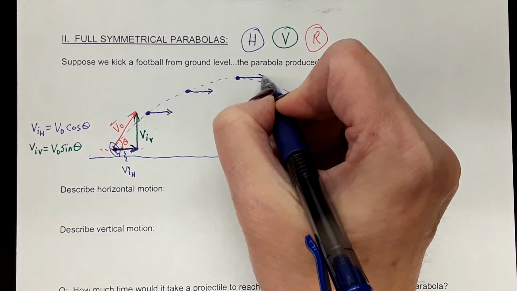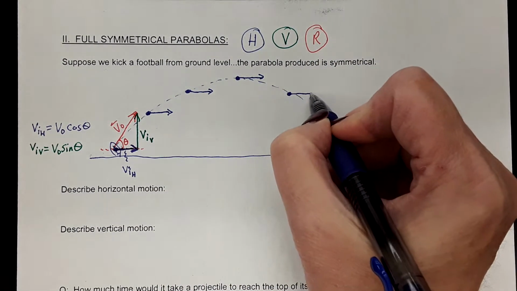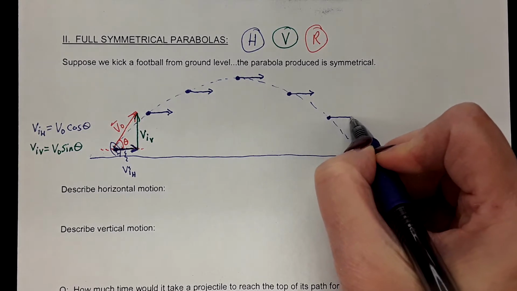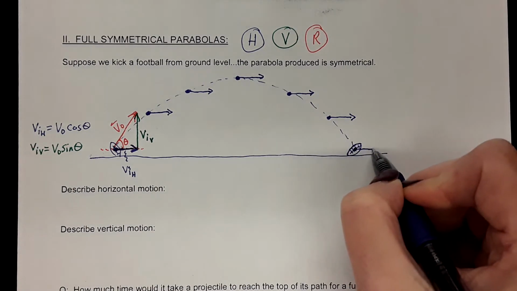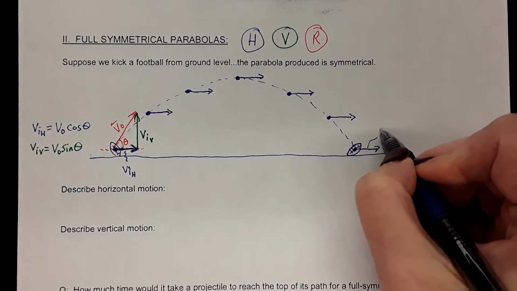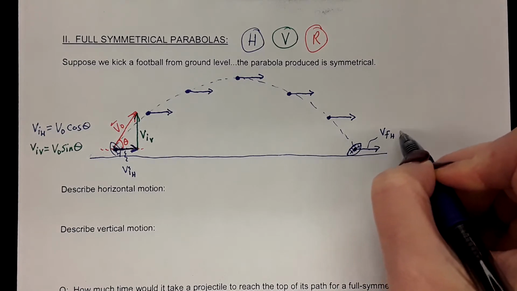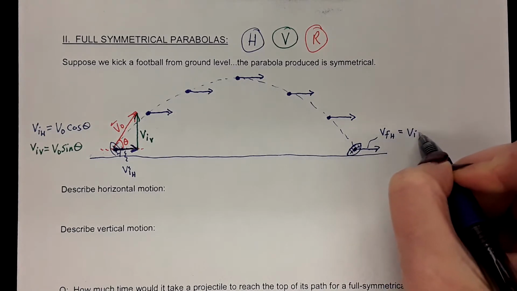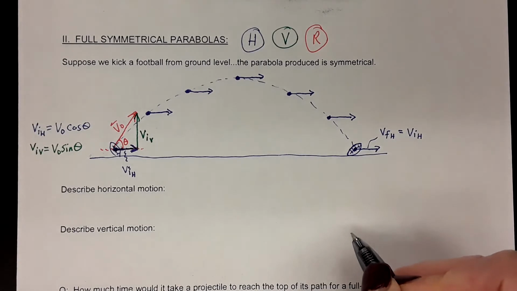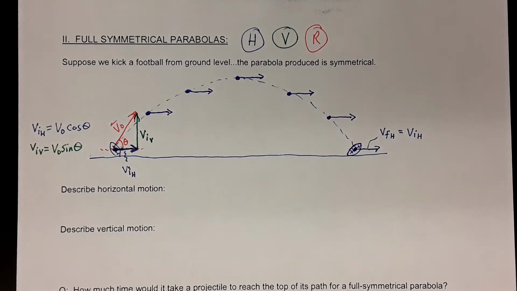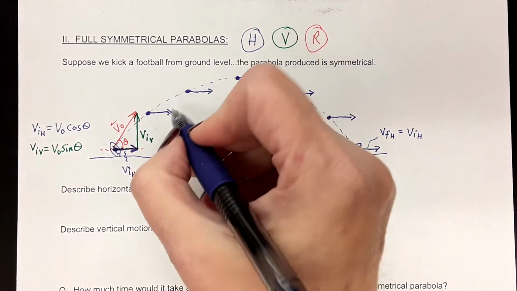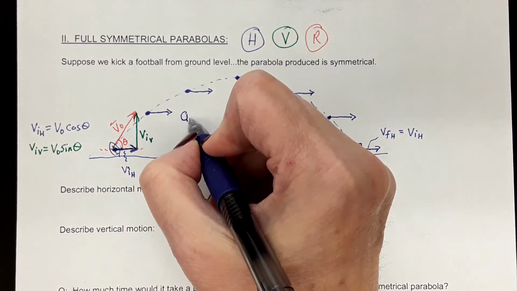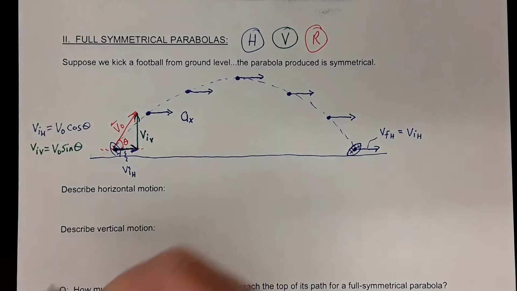Okay? So if we're careful and we try to draw this the same size, when we get to the end, the final horizontal velocity is going to be the exact same value as the initial. Okay? That has to be true if it stays constant. That also means that there is no horizontal acceleration.